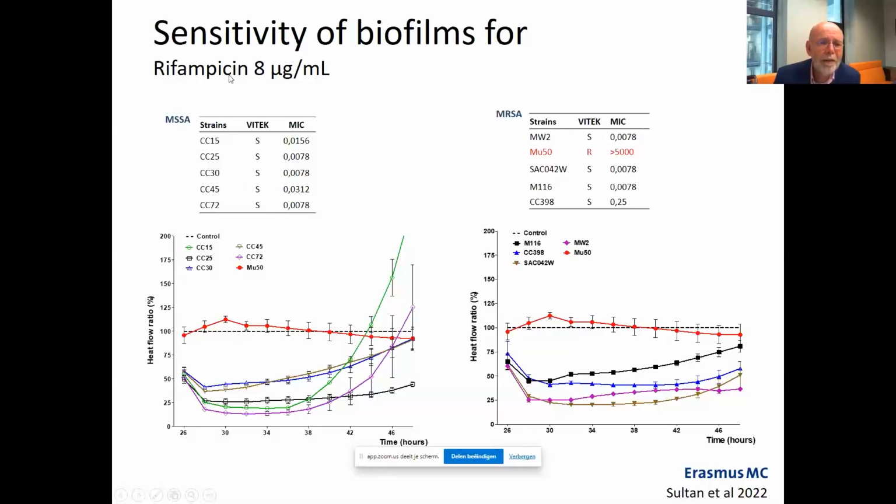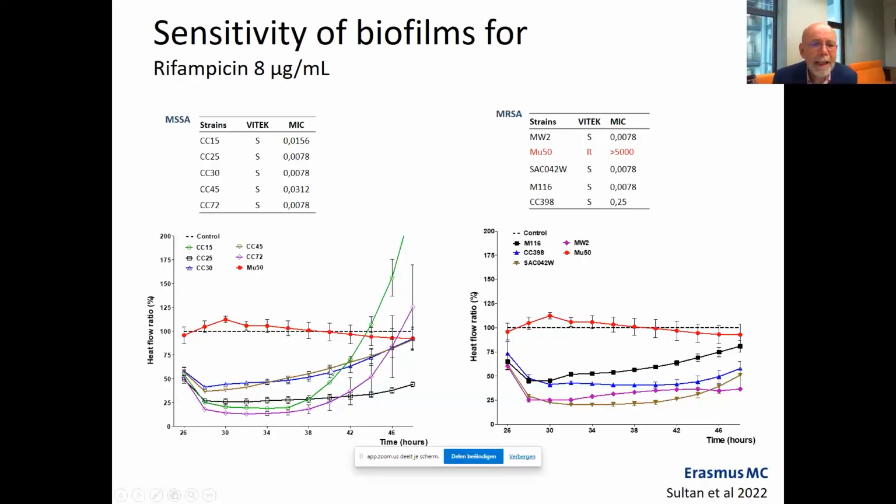So these MSSAs are very sensitive towards rifampicin. These are the mix. In the case of these MRSAs, you can see that mu50 is quite resistant to rifampicin. Here you can see our plots. As a control to compare these two figures, we took the resistant strain, the mu50 strain, and they both are plotted. And I hope you can appreciate that very quickly, you can see that the energy is reduced dramatically when you expose the bugs to a concentration that is maximally reached in human serum.